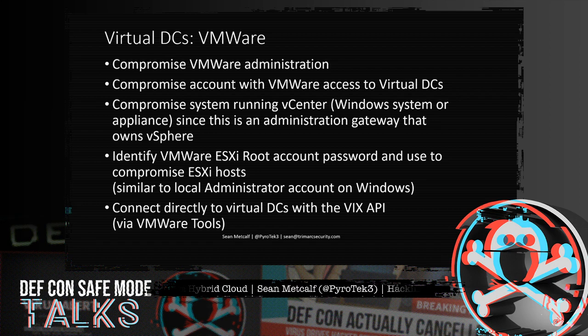When VMware is hosting virtual DCs, which is probably around 95% of the organizations or better, certainly the larger ones, there's different ways that you could compromise VMware to get access to a virtual domain controller. This could involve compromising an account with rights to VMware. Often this is a regular user account that is a member of an AD group called VMware admins, or we just need to compromise an account that has VMware access to at least one virtual domain controller, potentially more. If we can compromise the system which runs vCenter, we can ultimately compromise VMware.